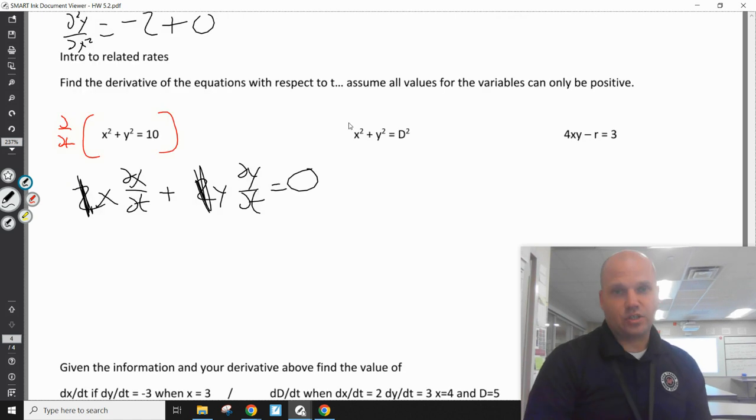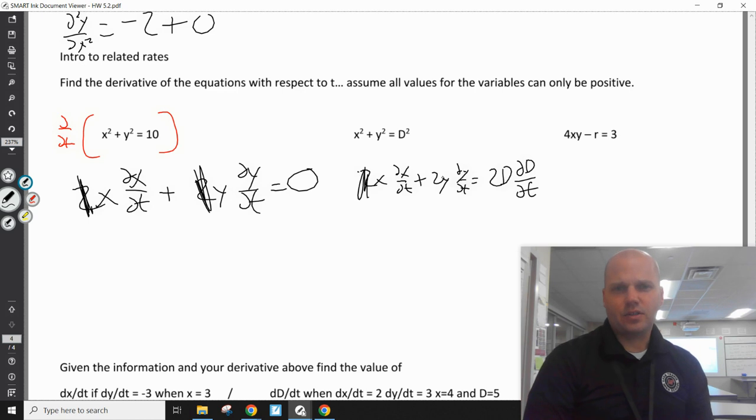Like the next one. This is the Pythagorean theorem. We'll be using this often in our 4th lesson. It's very similar to what we just did. You got 2x dx dt plus 2y dy dt equals 2 capital D lowercase d dt. And you will be able to cancel all your 2's.